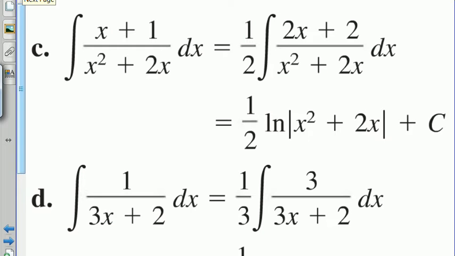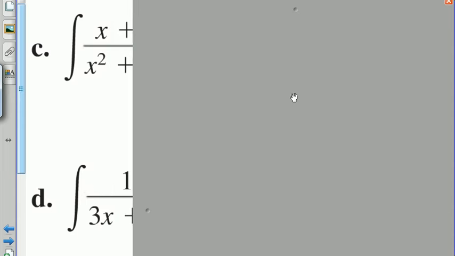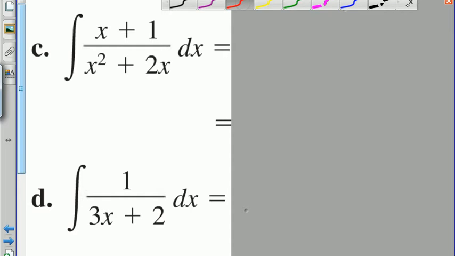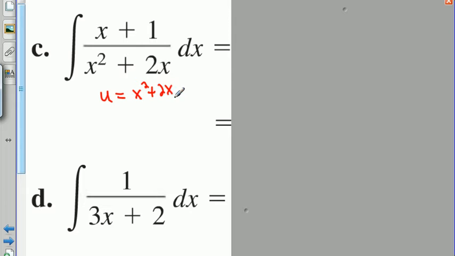We get these other ones here, and if you are focusing on just the originals here, let's talk about what the u would be. Okay, so what would the u be in this situation? It looks like the u would be the bottom, right? x squared plus 2x. And then your du is, right, 2x plus 2.